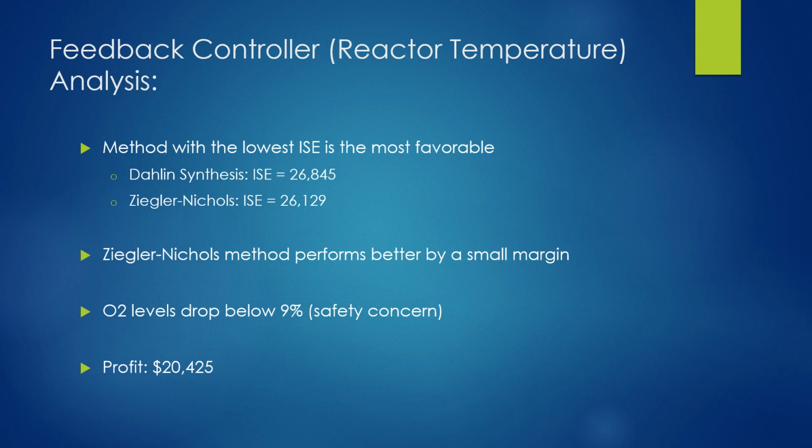Unfortunately, using a feedback controller only to regulate the reactor temperature by manipulating the fuel valve proved to be unsafe as O2 levels dropped below 9%. Additionally, our profit using this method was $20,425.